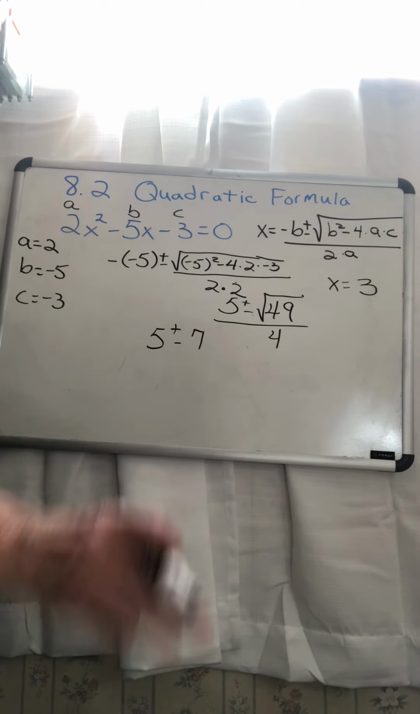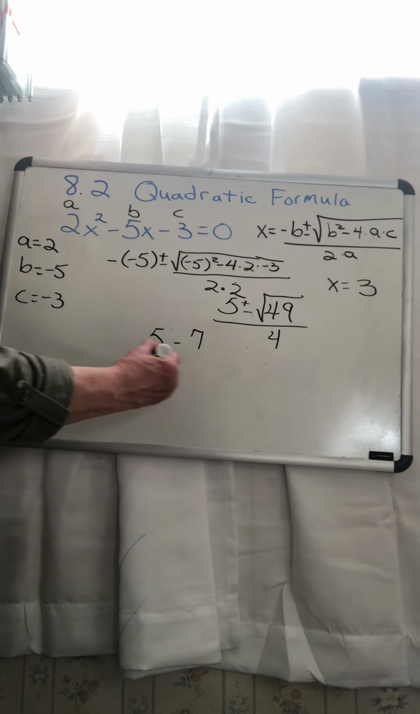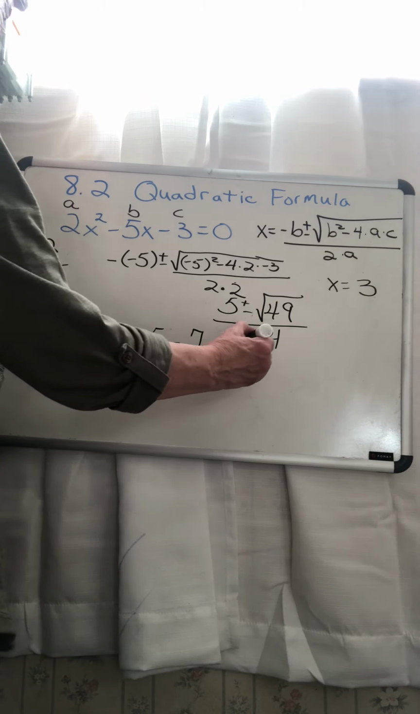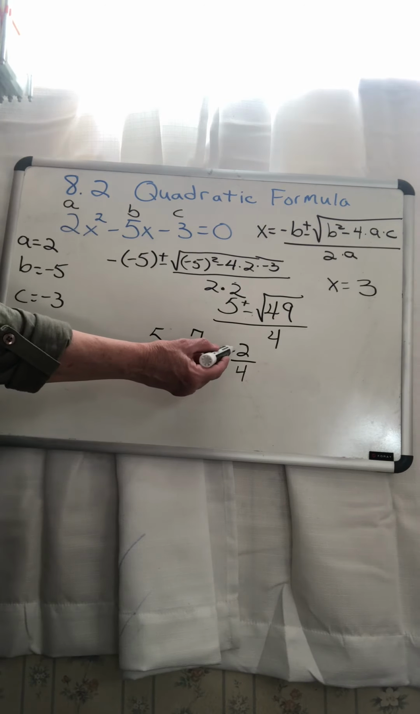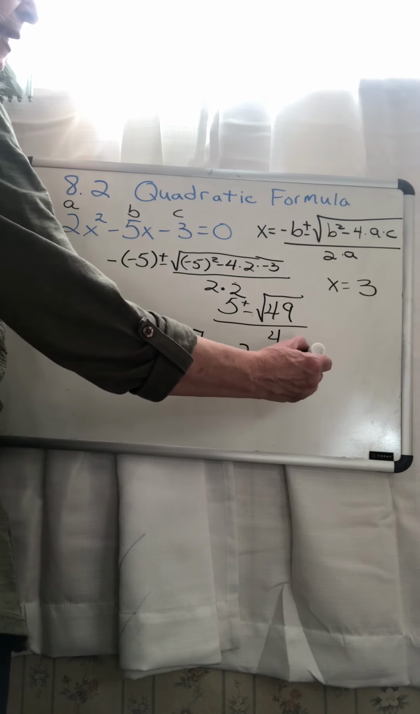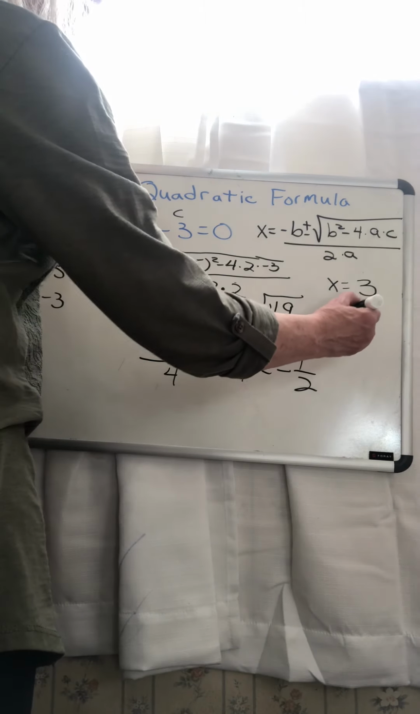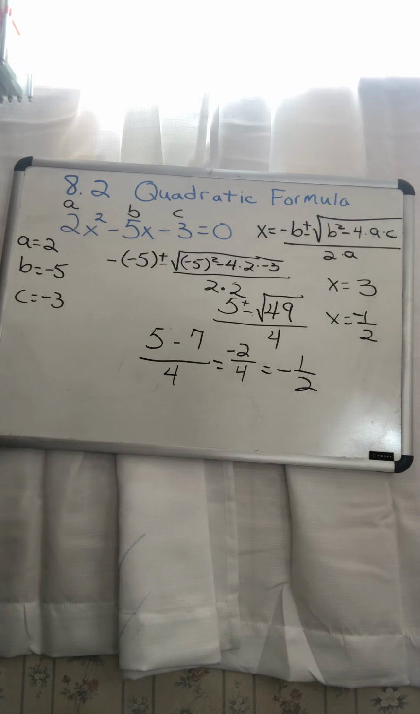So this time, let's use the negative. So it's going to be 5 minus 7 divided by 4. So 5 minus 7 gives us a negative 2, and that's over 4. A negative 2 over a positive 4 would give me a negative 1/2. So our second solution is x is equal to negative 1/2. And hopefully you could follow that on the example that I typed up at the top of your handout.